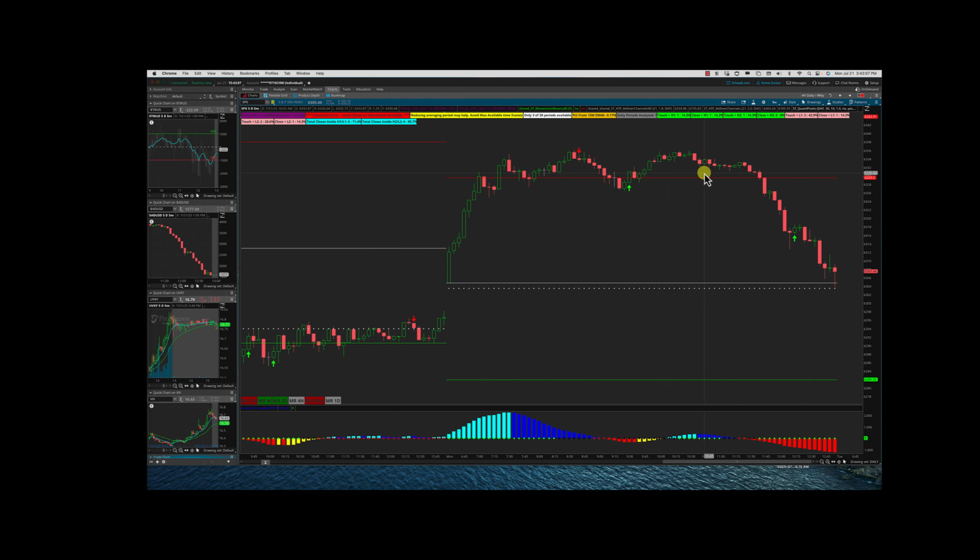Of course, it's up to you how you manage the trade, but this is how I tend to use the Quant Pivots and how I played it today.